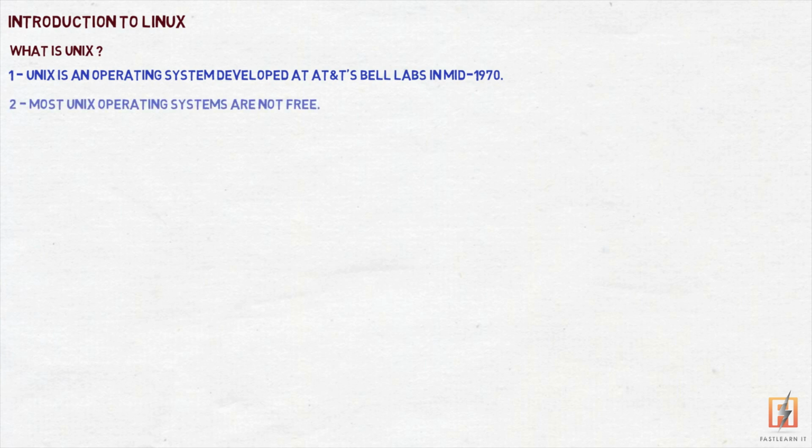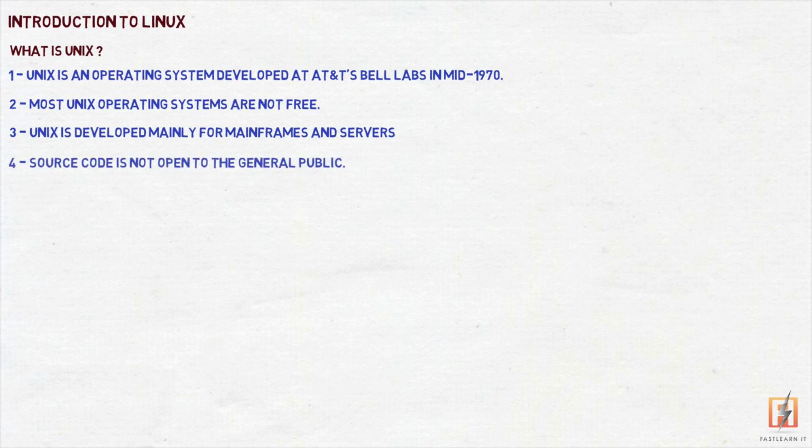Most Unix operating systems are not free and you need to pay. Initially, Unix was designed to run on mainframes and servers. The code used to create the Unix OS is closed and cannot be modified by the community.